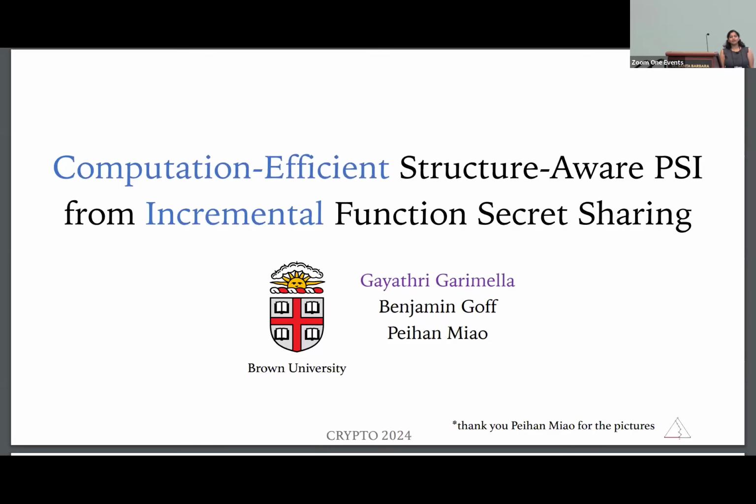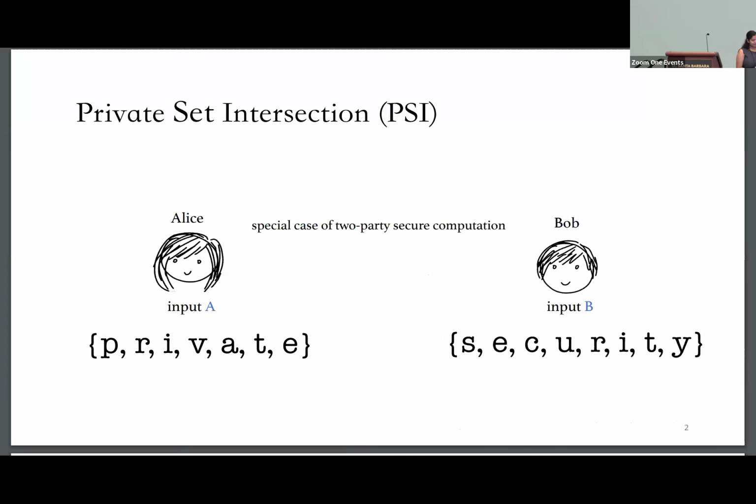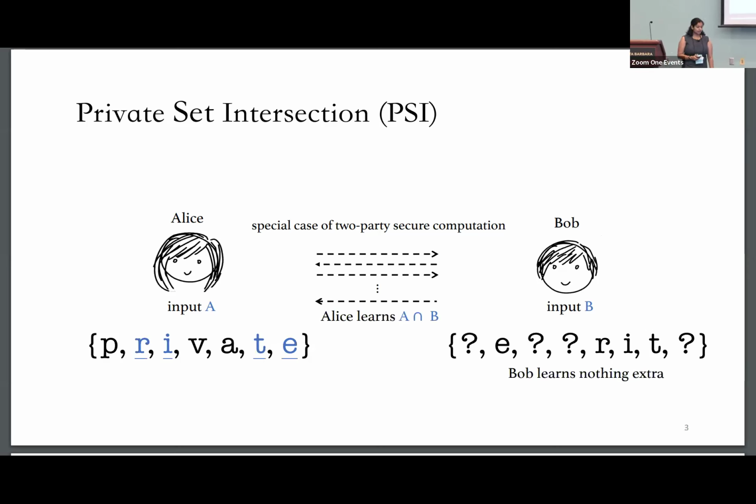So today I'll be talking about a new result in structure-aware PSI. Private set intersection, or PSI, is a special case of two-party secure computation. Here you have Alice, who has a private collection of elements, and you have Bob, who also has his private collection of elements. And Alice, who's the designated receiver, wants to identify the common elements between her input and Bob's input.